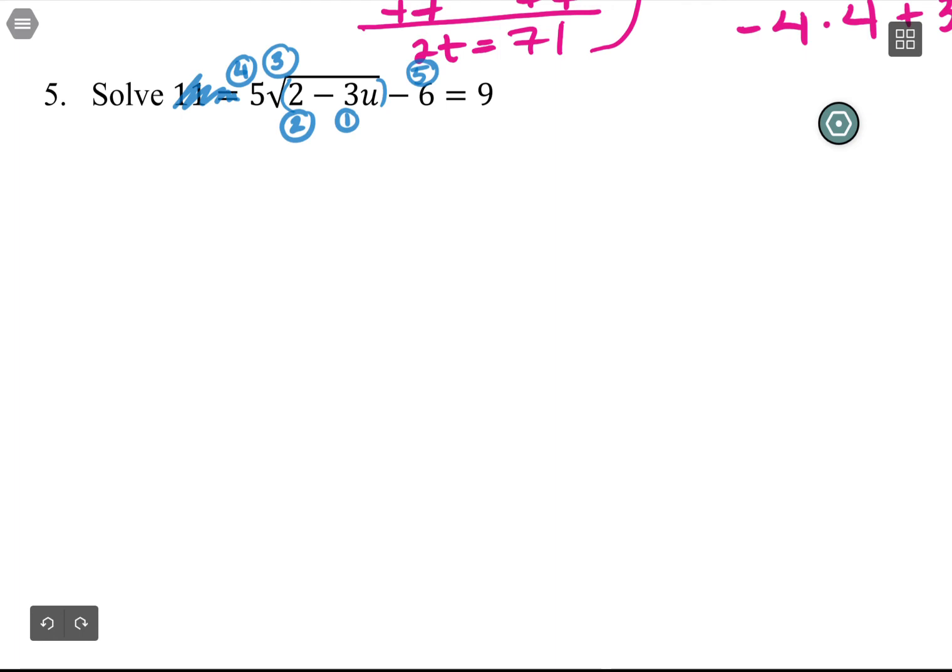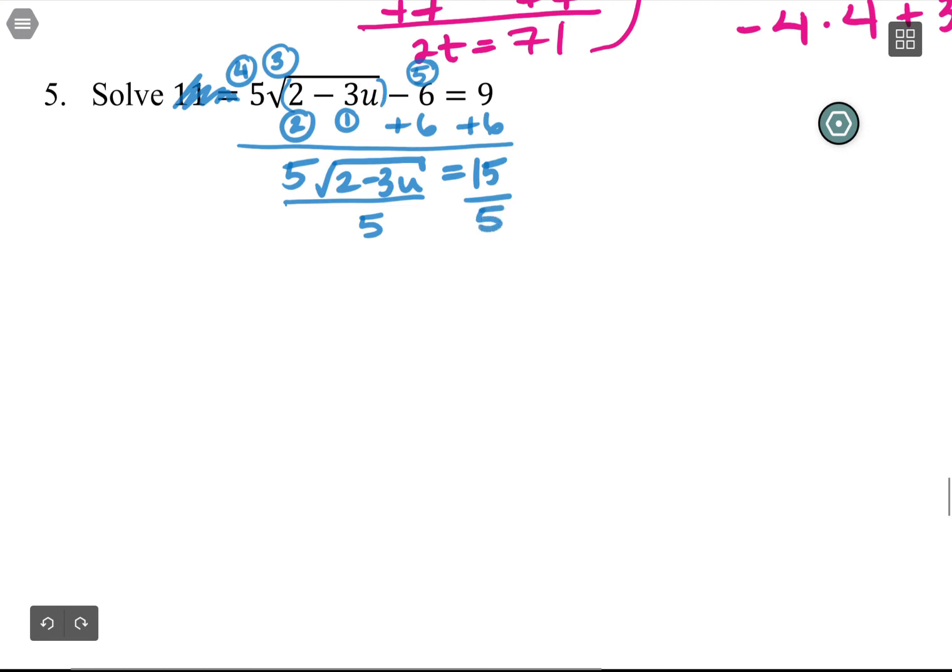Okay, so if we add 6 to both sides, we have 15 on the right-hand side and 5 root 2 minus 3u on the left-hand side. The next to go would be the 5, so we'll divide that out. And we get square root of 2 minus 3u equals 3. Okay, next to go. You can either look back at your list at the top or you can just reevaluate. Right now when I look at this, I'd say if I plugged in a u, I'd multiply by negative 3, I'd add 2, and then I'd square root. Square rooting is the last, so it's the first to go.